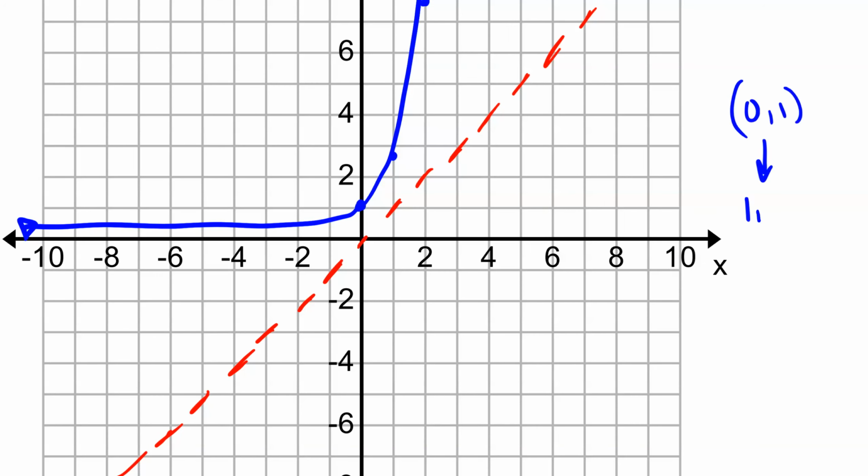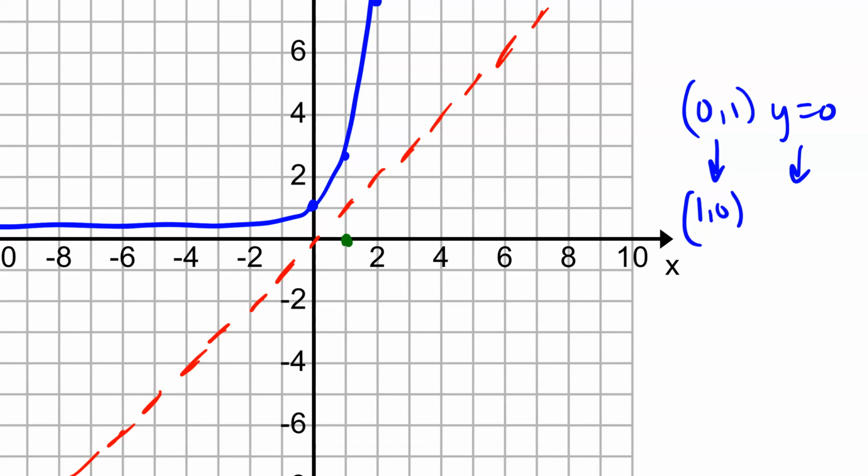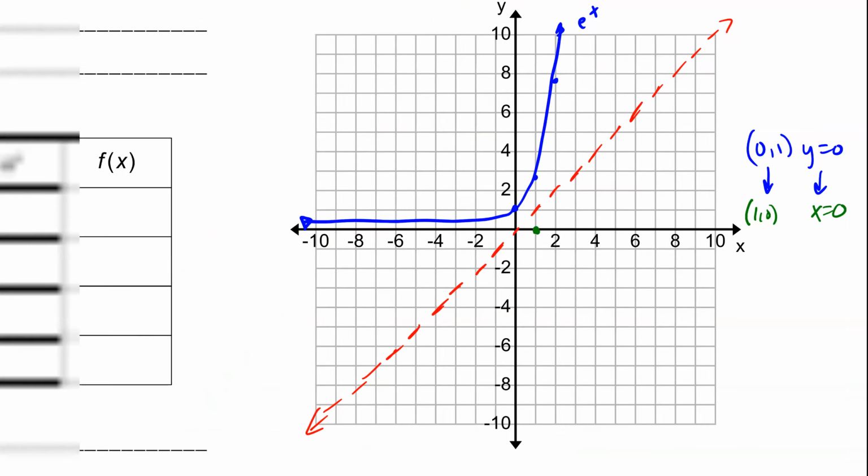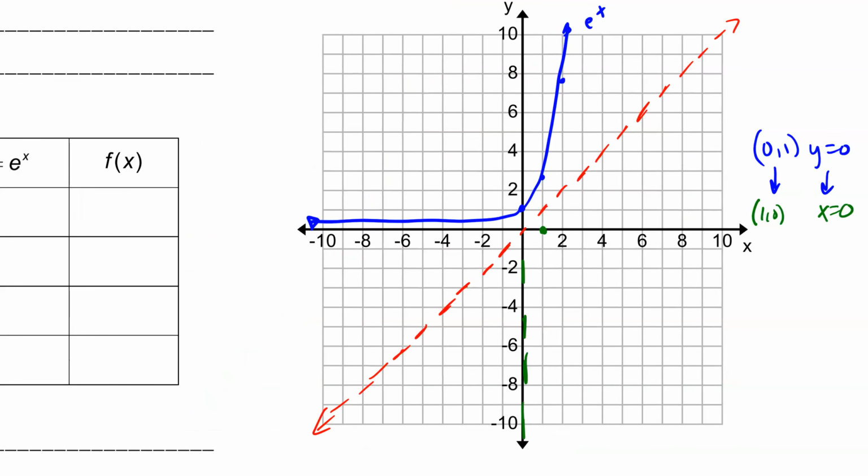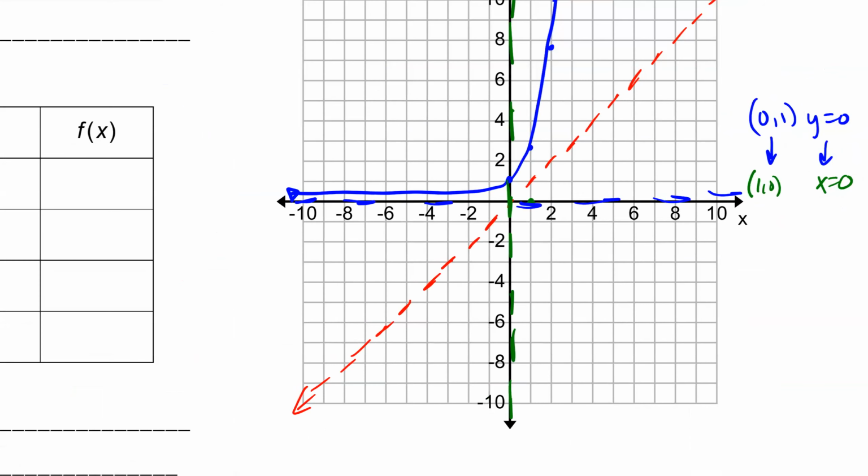And where I used to have an asymptote at y equals 0, now my asymptote is where? X equals 0. Now I have an asymptote at x equals 0. So my asymptote goes up like this versus my asymptote that was like this. Okay, let's take a couple more points. So notice that as I go to the left with my exponential, right, it drops down and gets closer and closer to the x-axis.